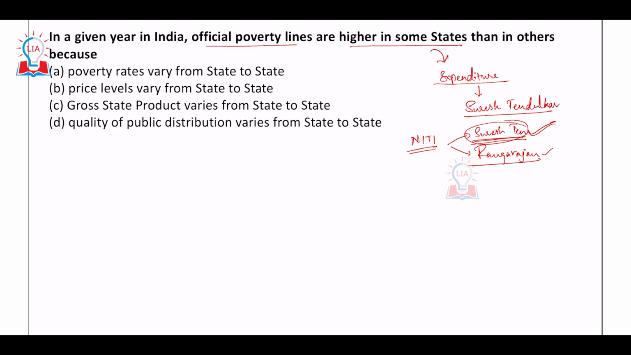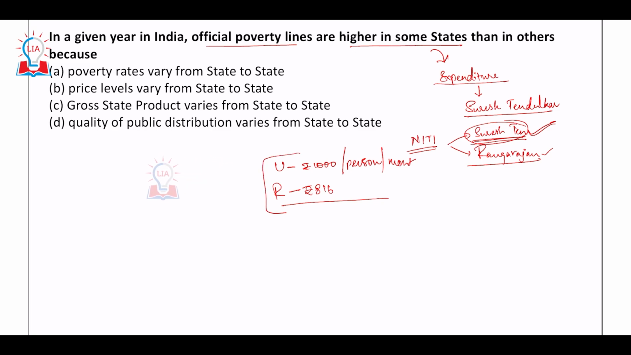So how much is the official poverty line in India? In urban areas, it is rupees 1,000 per capita per month, right? Per person per month, it is rupees 1,000. And for rural area, it is 816 rupees per month per person. Okay, so these are the official poverty lines for the entire country on an average, but they change from state to state for urban as well as rural, right?